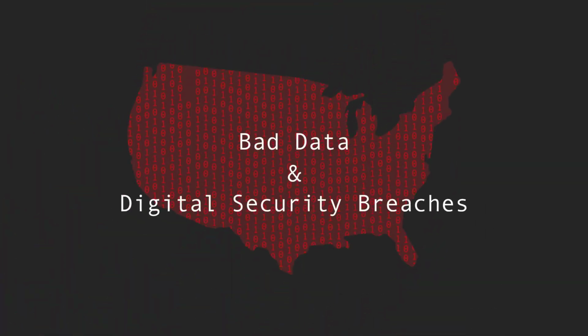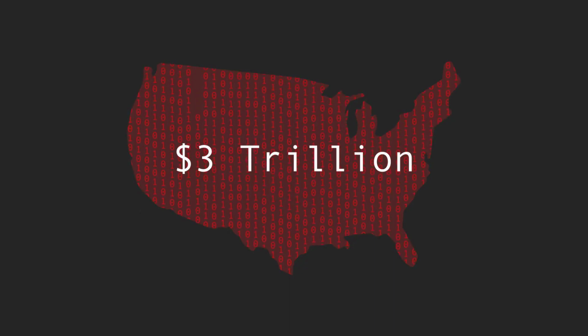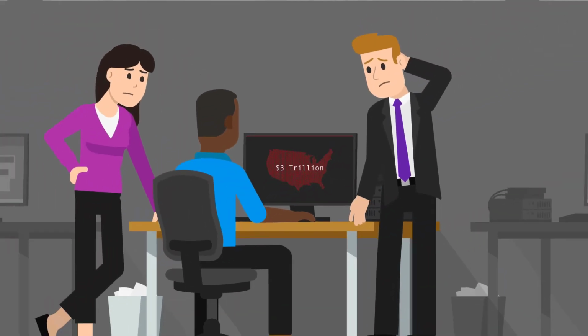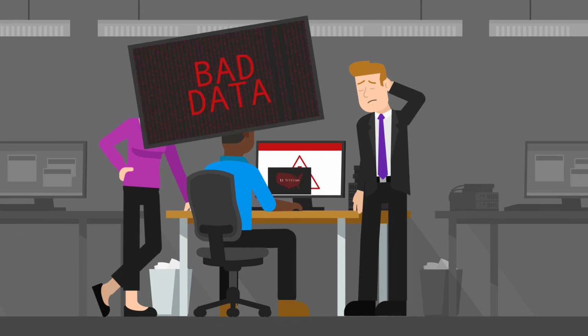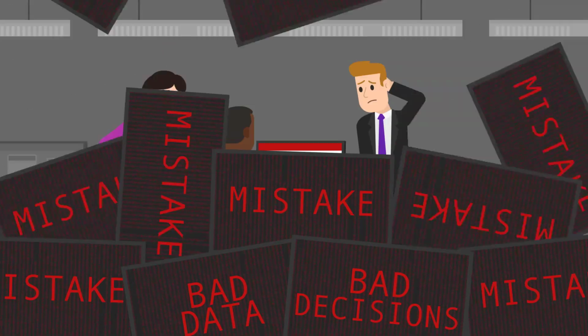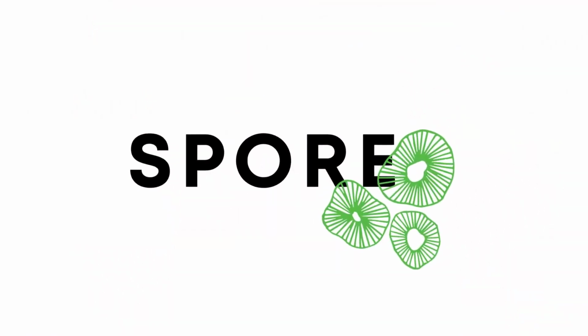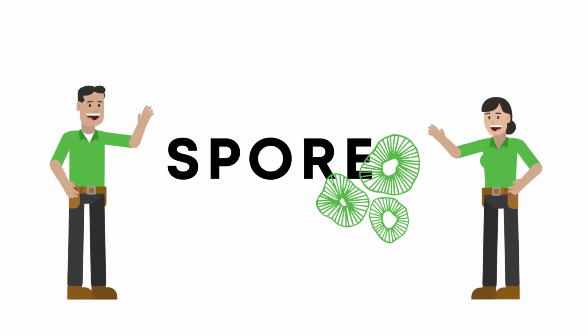Bad data and digital security breaches cost the US economy over $3 trillion each year, and cost your organization valuable resources. Because bad data leads to bad decisions, and those lead to compounded mistakes further upstream. That's where Spore Technologies comes in. We prevent corrupt data from entering your system and creating bad logic.